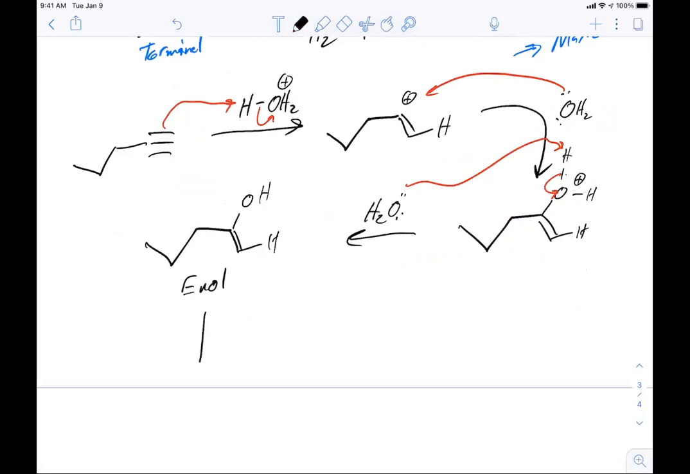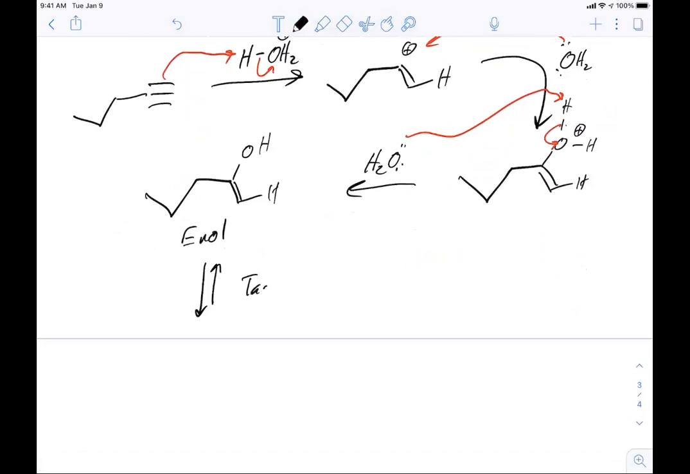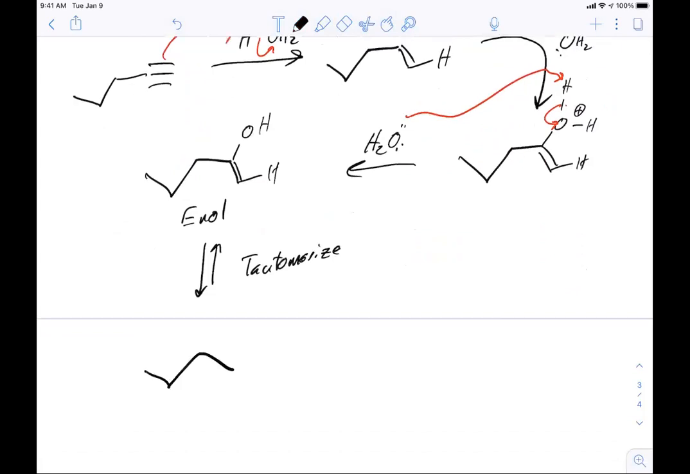But this enol will tautomerize to the keto form. And I'm going to draw both hydrogens on there so you can see them. And this is the ketone form, or keto.